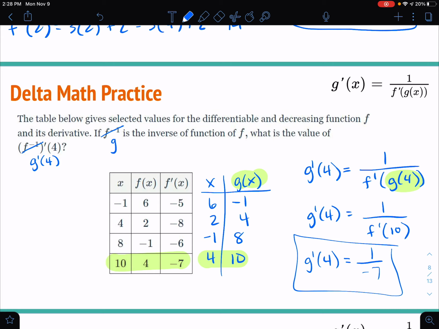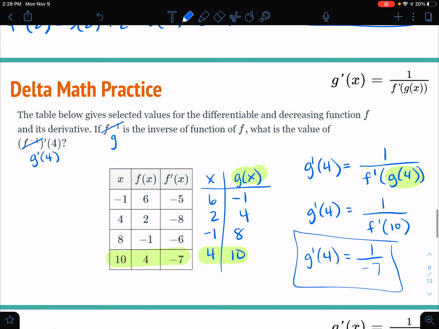Okay? So the big thing to realize is that if I have the point negative 1, 6 in f of x, then I'm going to have the point 6, negative 1 in g of x. If I have the point 4, 2, I'm going to have the point 2, 4, and so on. You have to realize that inverse points are always going to be completely flip-flopped ordered pairs, and inverse slopes are going to be reciprocals of each other. So at the same point in the inverse equation, you're going to have a reciprocal slope.